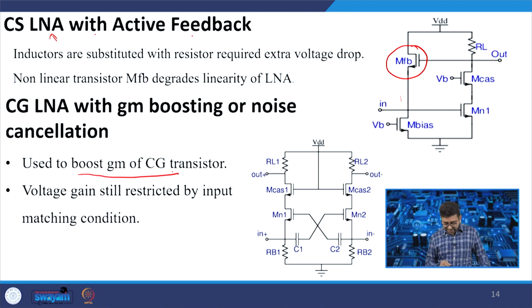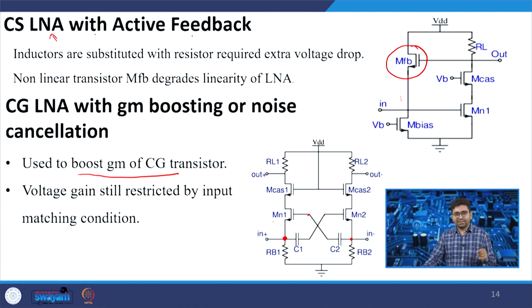So how has the Gm boosting technique been used? Let us say here there is an input, positive and negative, so this is a differential circuit. Here you are using a common gate configuration, and the same signal you are also applying to the common source configuration. So here your Gm is multiplied. You get an input signal at the source as well as an input signal at the gate, and because of that your Gm is multiplied by 2 times, and that will improve the gain.